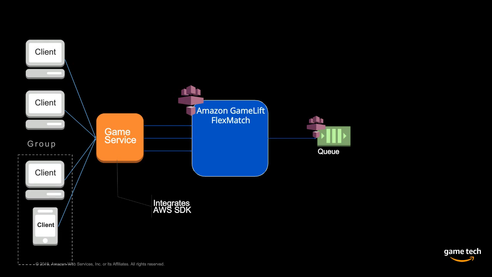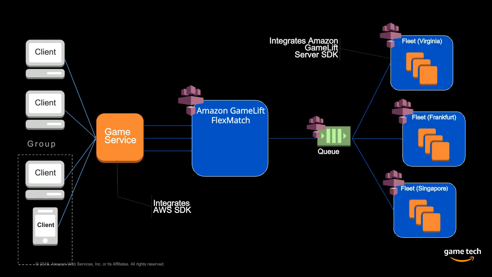Now, the queue's job is to basically figure out where in your GameLift infrastructure is the best place to put a game session. So this is where we come back to fleets. Fleets, as we said, are essentially an auto-scaling group and set of configurations for your game servers. In this case, we've got several fleets. We've got one in Virginia, one in Frankfurt, and one in Singapore. And the queue's going to try and find out, well, okay, which one's the best location around the world to put this game session? There's two ways you can do that.